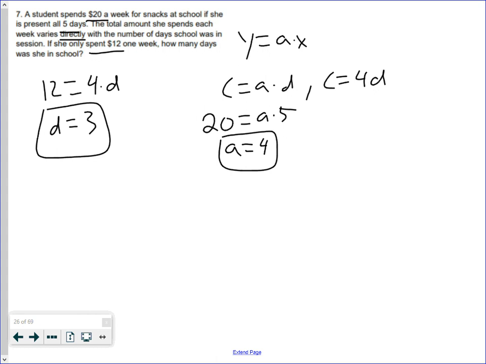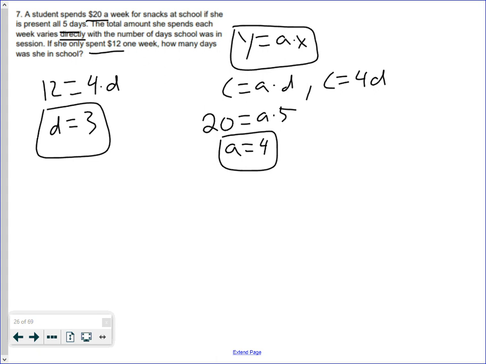So we're told it's directly related. That's why we use the form y equals A times X. And we're going to use the variables C and D in this case. C for the total amount of money she spent on snacks. D for the number of days she was in school. And we're told she gets $20 a week if she was in school for 5 days. So we plug in 20 for C, 5 for D, since that's a pairing that they gave us.